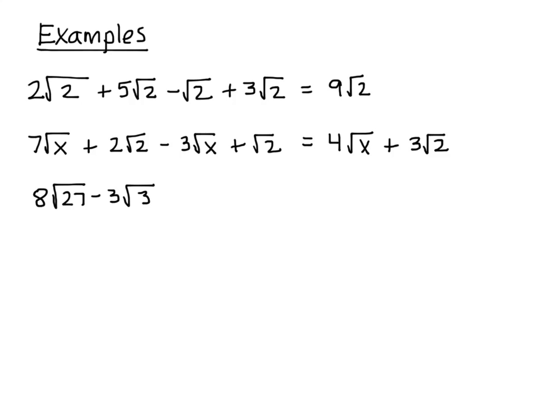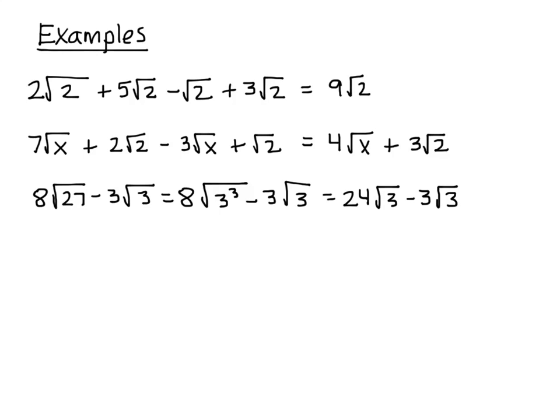Okay, so now we have 8 times the square root of 27 minus 3 root 3. So the process, of course, first is to simplify. And you ask yourselves, well, the square root of 3 is simplified, but the square root of 27 is definitely not. So 27 is 3 cubed, and so we can take out a 3 squared there. And so we have 24 root 3 minus 3 root 3, and that comes out as 21 root 3.